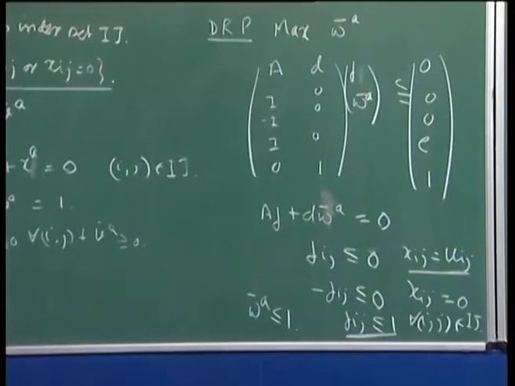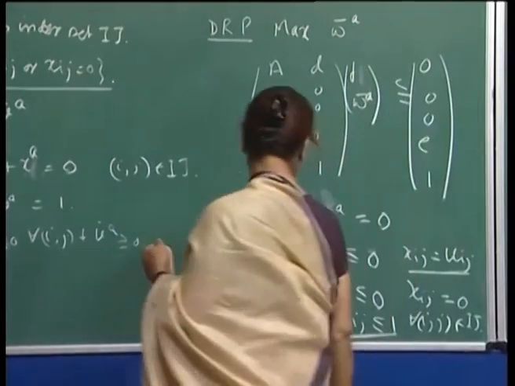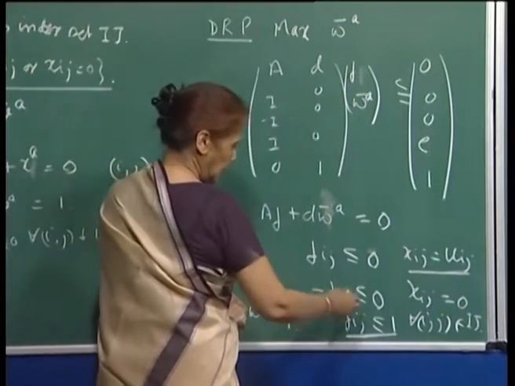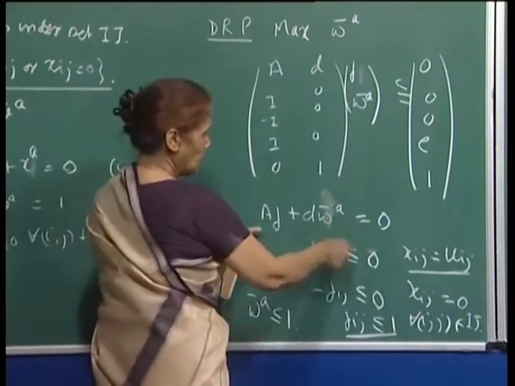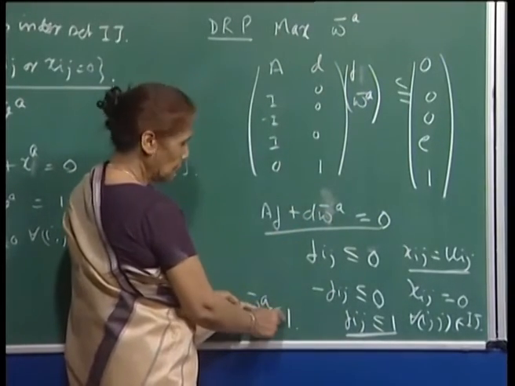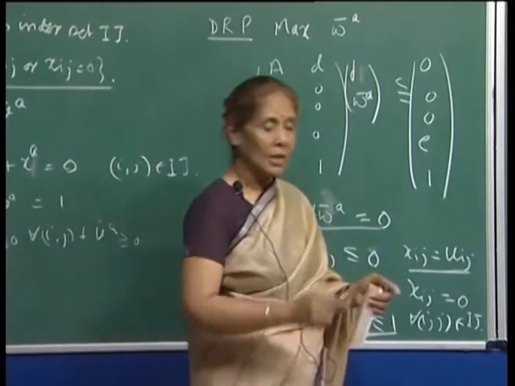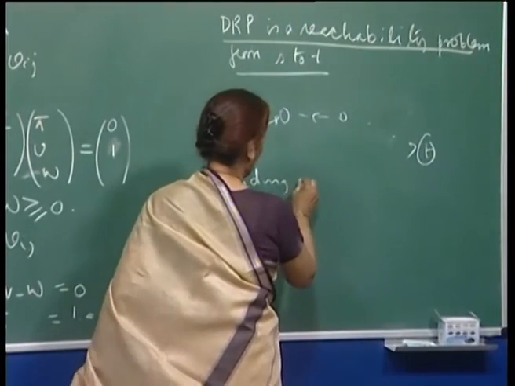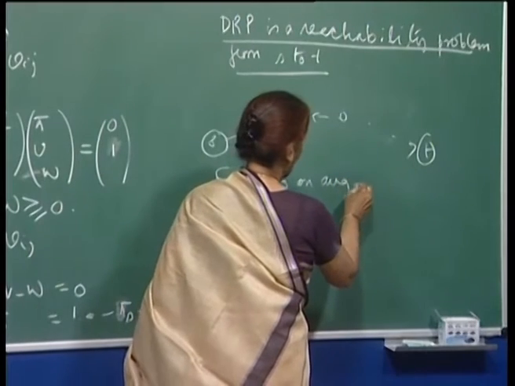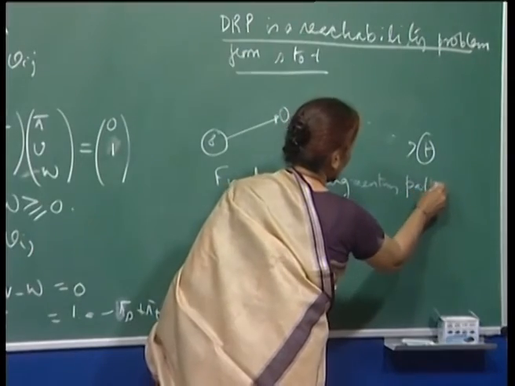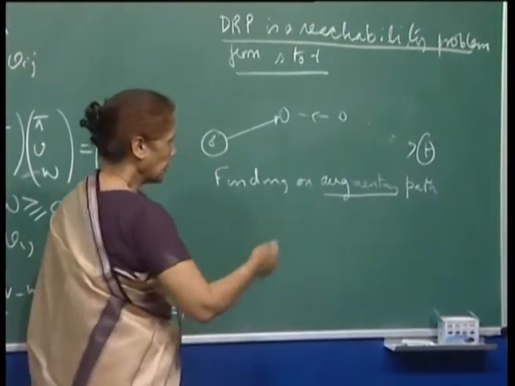So, finally, if I manage to reach T by these arcs, then that means my W bar A will be 1, because here you see this is less than or equal to 1, you are trying to maximize it, right, and all these constraints will be satisfied. Here also you see that these constraints will be satisfied when I choose W bar A less than or equal to 1. So, this will be my optimal solution. So, that means the optimal solution for DRP is finding a path. This is finding an augmenting path.